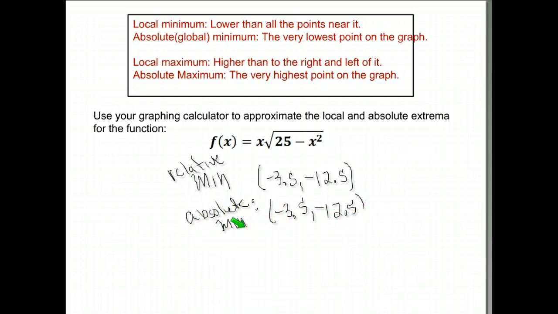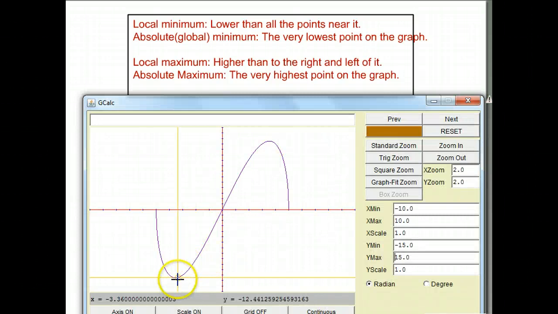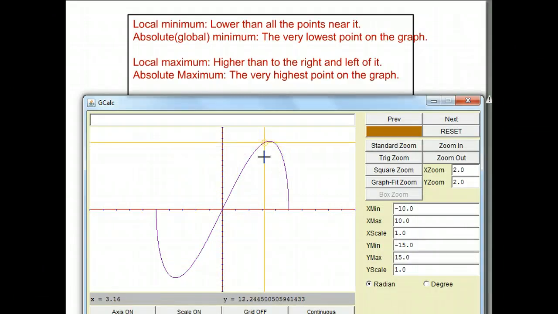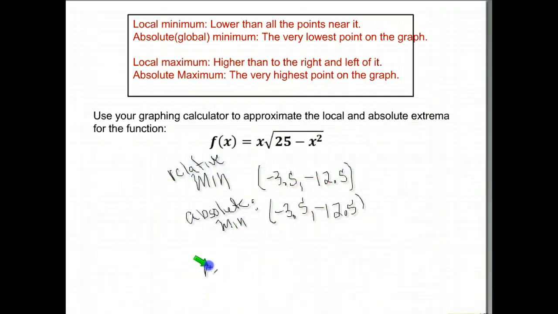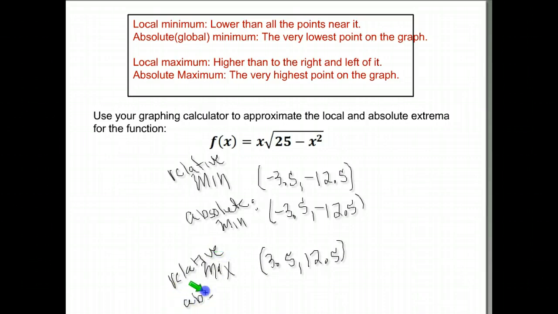Okay, next, let's see what else we have on our graph. We had our minimum point here. Notice as we go up here, we hit a peak. This is the highest point on the graph, making it the absolute maximum point. It's also a relative maximum point. It's higher than all the points around it, but it's also the very highest point. And it looks like it's at about 3.5, positive 12.5. So not only is it a relative maximum, it's also the absolute maximum.